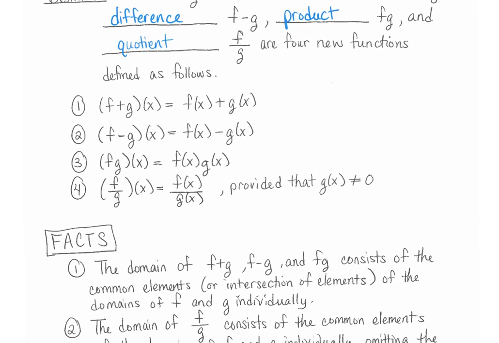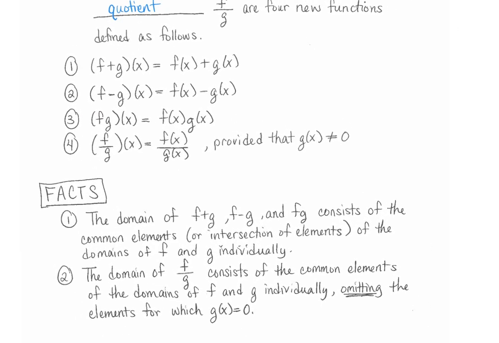So now the facts here, we need to know the domain. Remember, your domain you associate with the x values of a function. The domain of f plus g, f minus g, and f times g consists of the common elements, or intersection of elements, of the domains of f and g individually. The domain of f over g consists of the common elements of the domains of f and g individually, but throwing out the elements for which g of x equals 0.